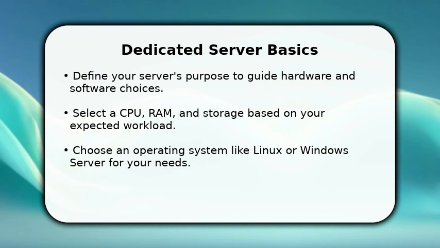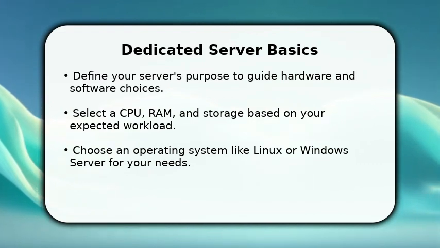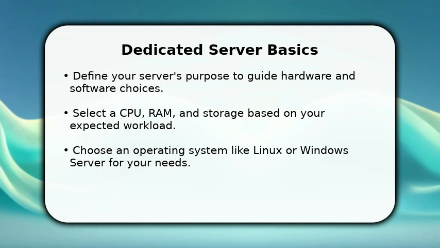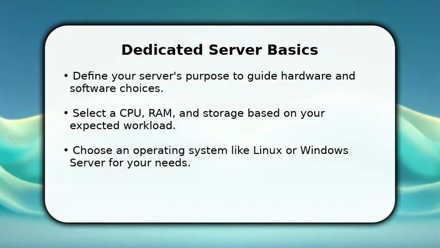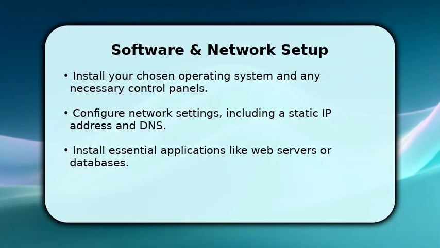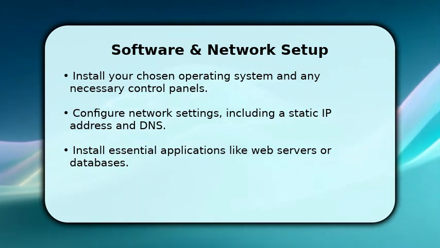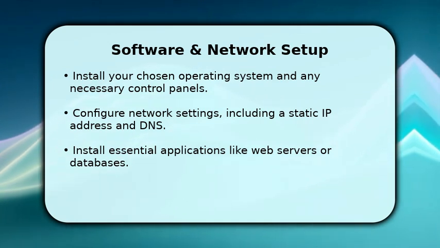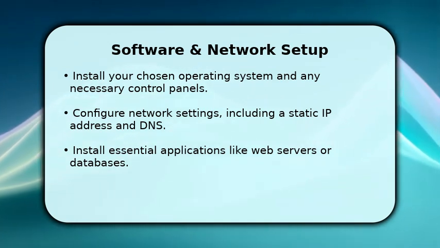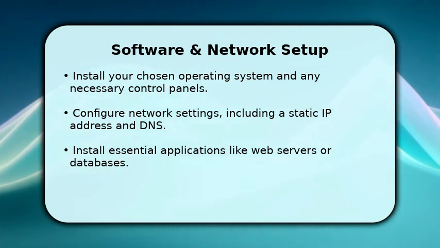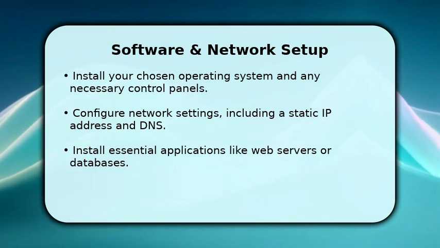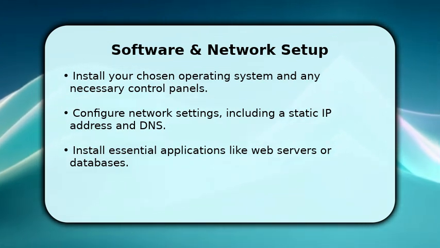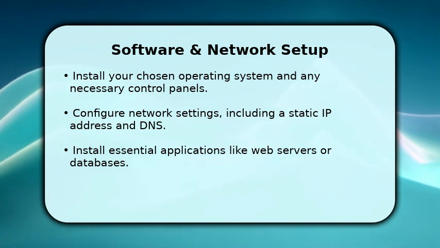Next, select an operating system like Ubuntu Linux or Windows Server, considering your technical expertise and application requirements. Once your hardware is ready, install your chosen operating system. Many providers offer automated installation, or you can do it manually. After the OS is installed, configure your network settings. This includes assigning a static IP address and setting up DNS to ensure your server communicates effectively online.